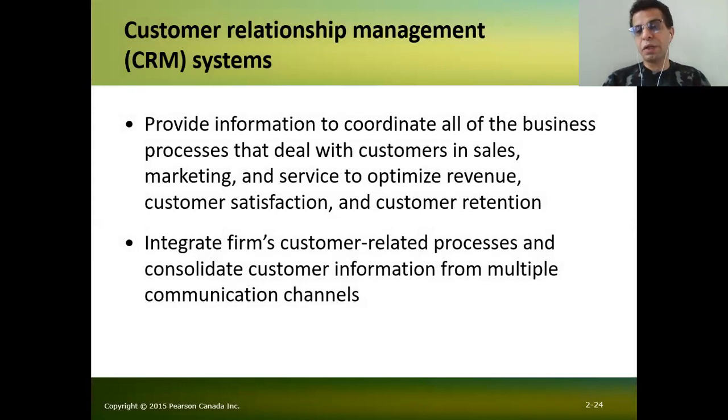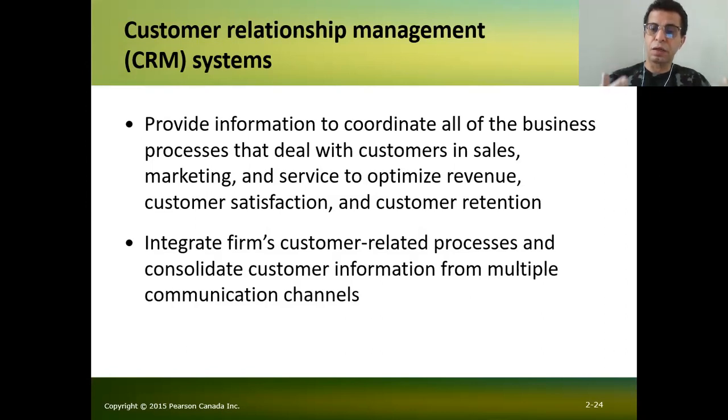Now we have another application called CRM, or Customer Relationship Management. It provides information to coordinate all of the business processes that deal with the customer in sales, marketing, and service, to optimize revenues, customer satisfaction, and customer retention. Basically, it takes a 360-degree picture of your customer: his history, what he purchased before, what he's interested in, and his contact, all set up in the CRM.